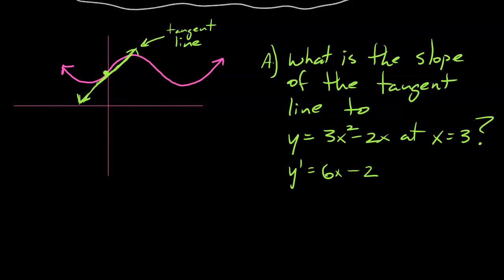Caitlin, what would I do next? So this equation right here tells us how to find the slopes everywhere on this pink line. Okay, perfect. Which equation do I plug it into? Okay, so y prime. So I'm going to plug 3 into y prime. That's a terrible way of writing it. So then we would have 18 minus 2, which is 16.